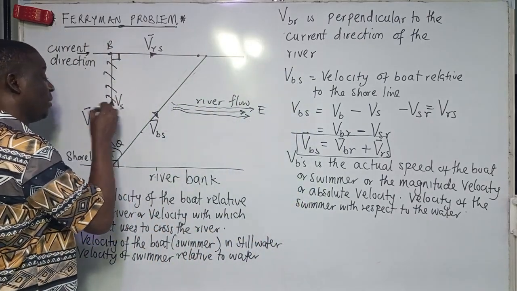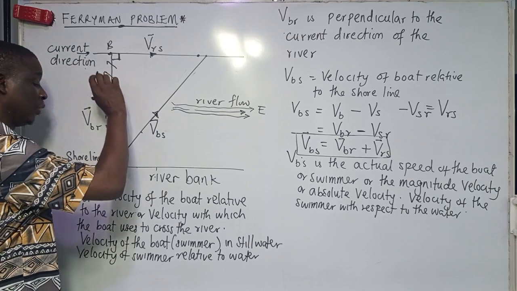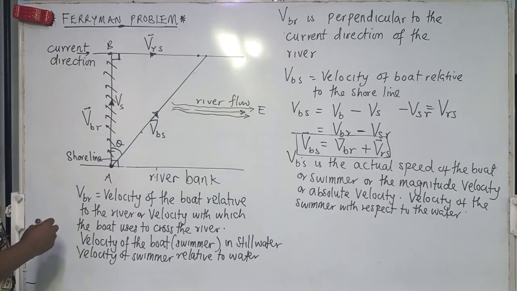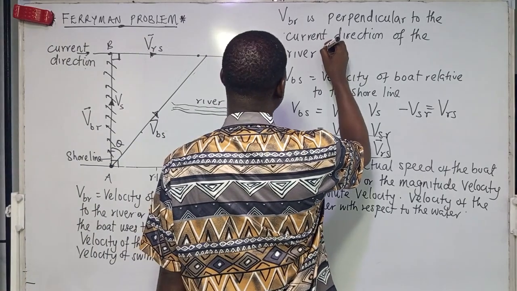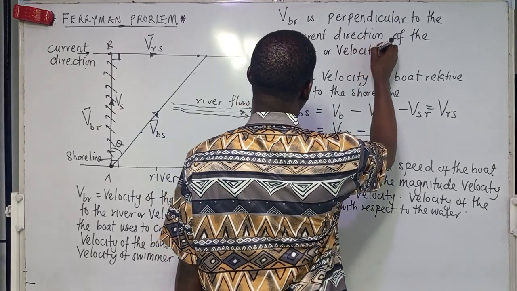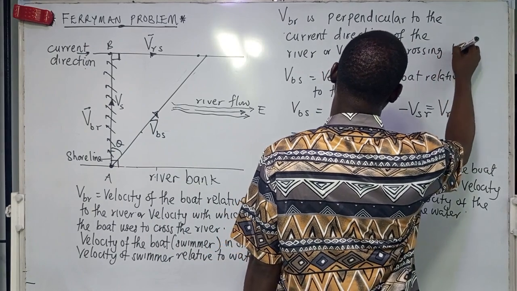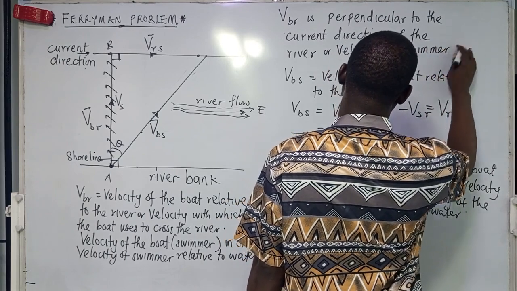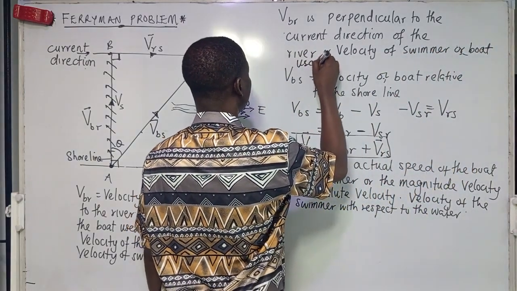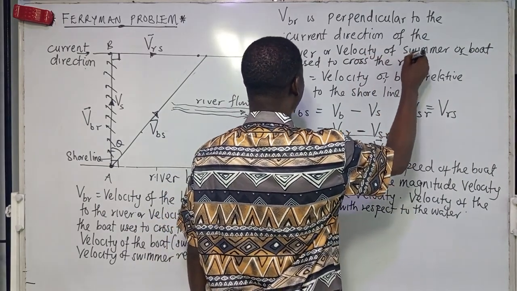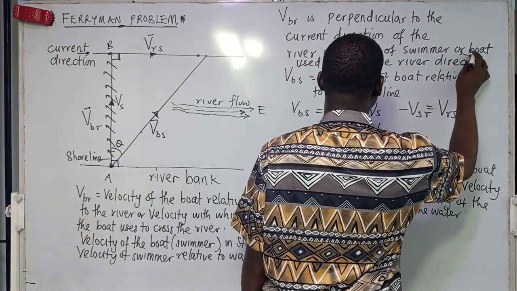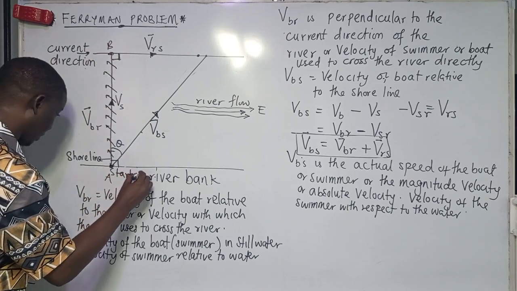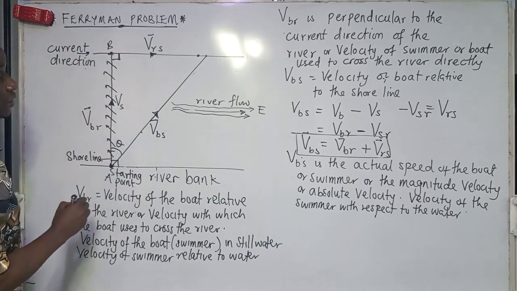If I assume that this is the velocity of the swimmer, not even assume, because he's swimming, if you swim directly to cross the river, that means if they say calculate the velocity with which it will cross the river directly, this is the velocity. So VBR is the velocity of the swimmer or boat used to cross the river directly. That means without going in any direction, perpendicular, straight down. Don't forget this is the starting point, and this is the destination. You have to move directly.